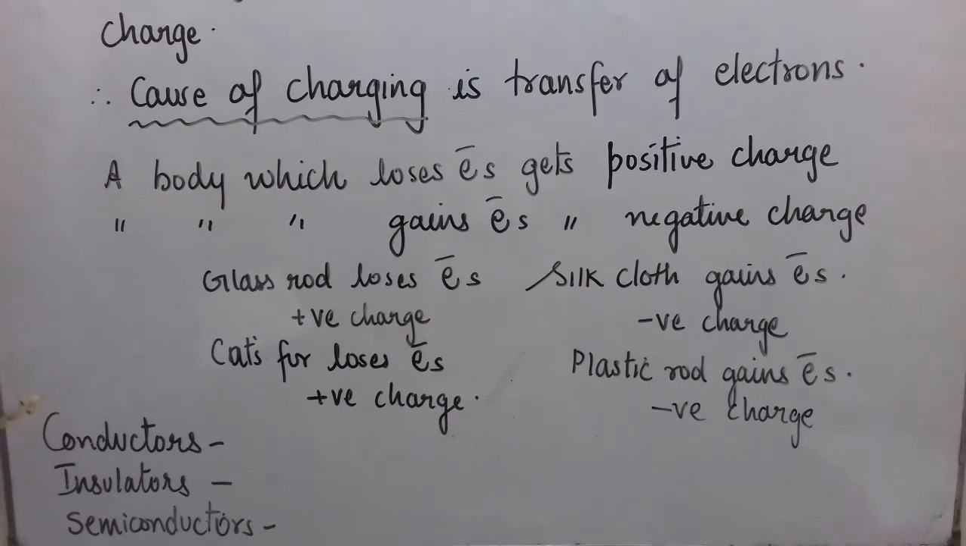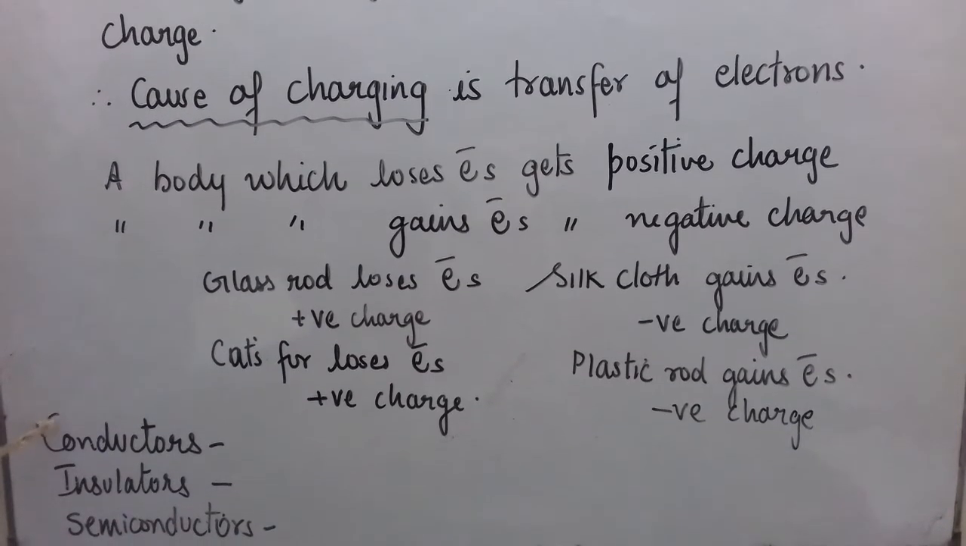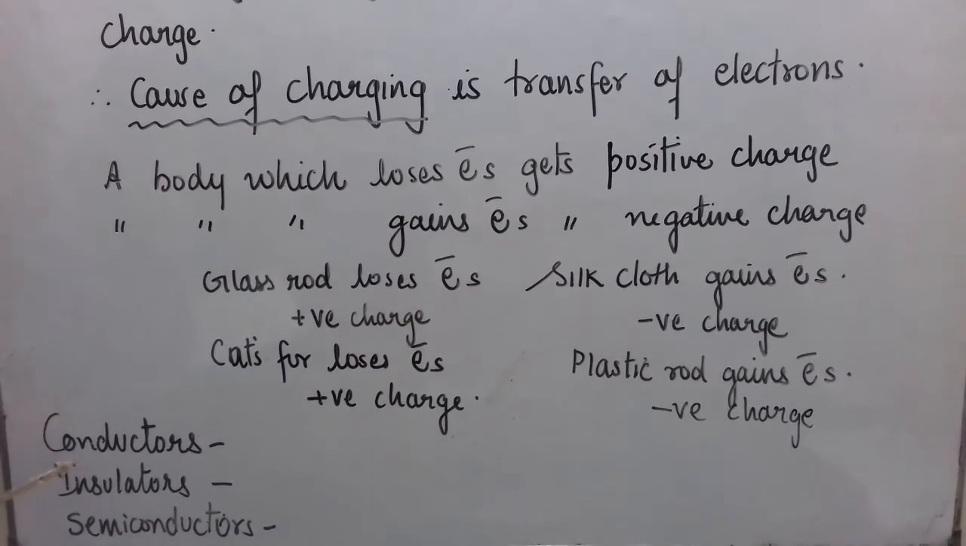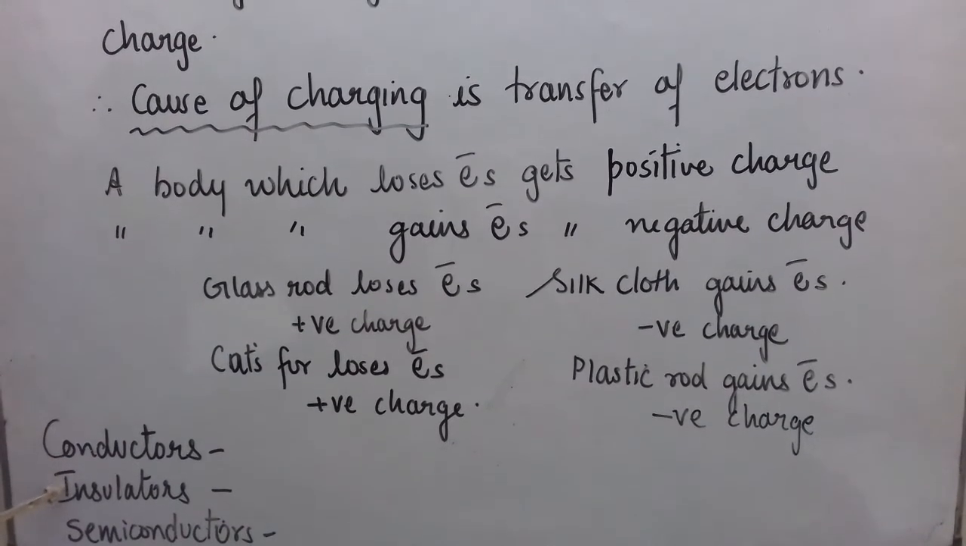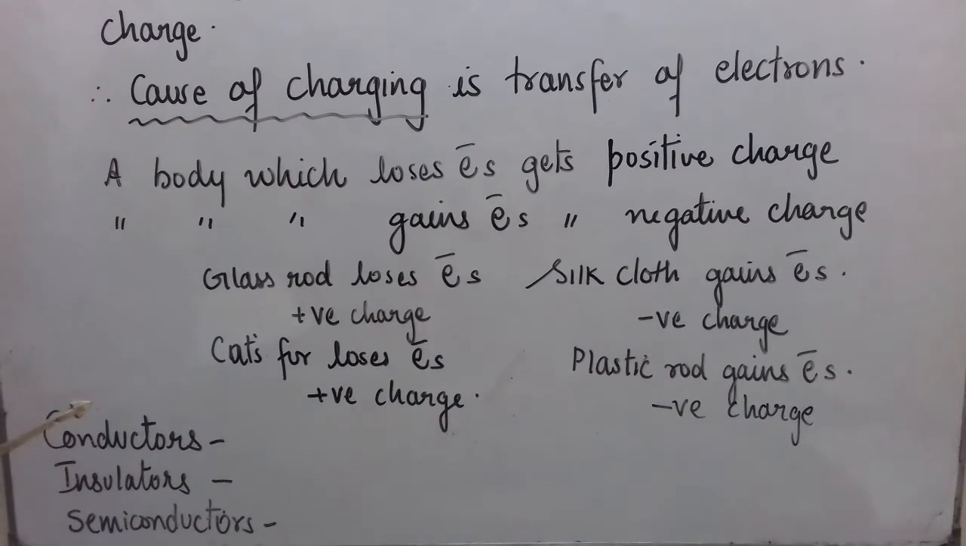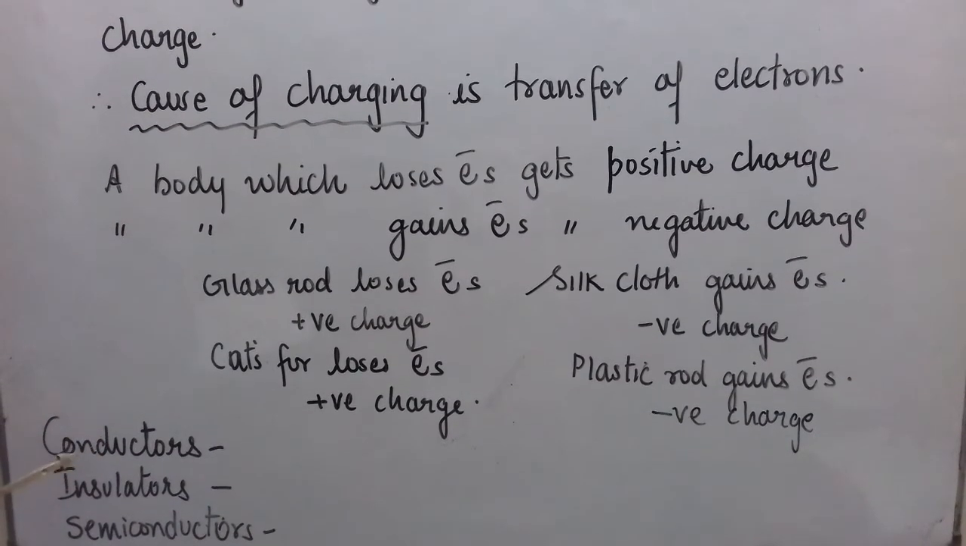So in other words, we can say conductors allow electricity to pass through them easily. Insulators offer high resistance. They do not allow electricity to pass through them easily. Passing of electricity means passing of electrons, movement of charges.